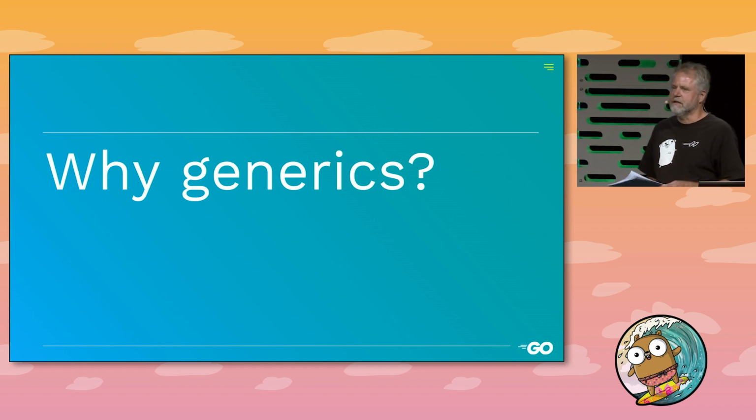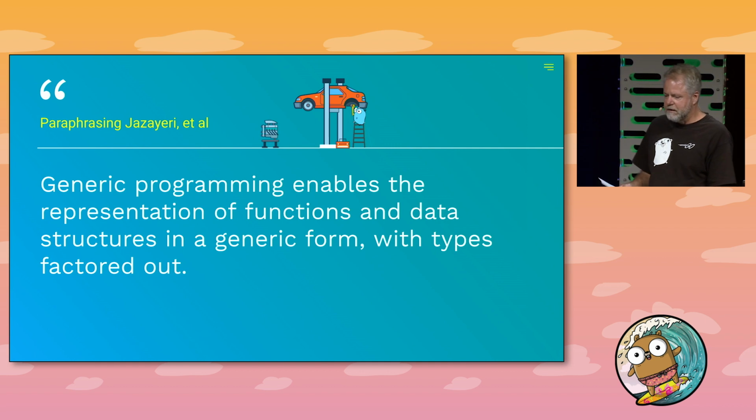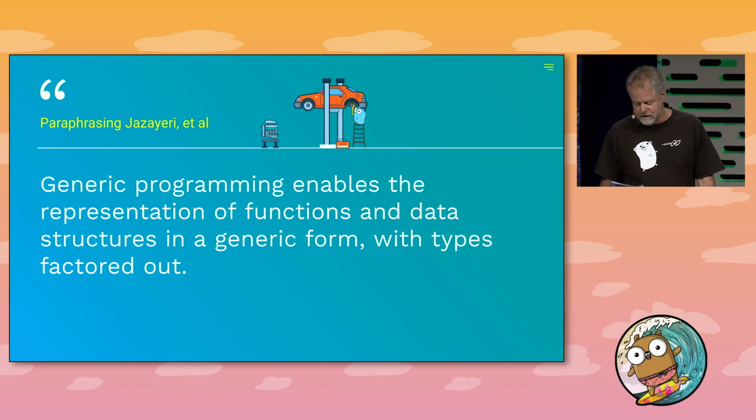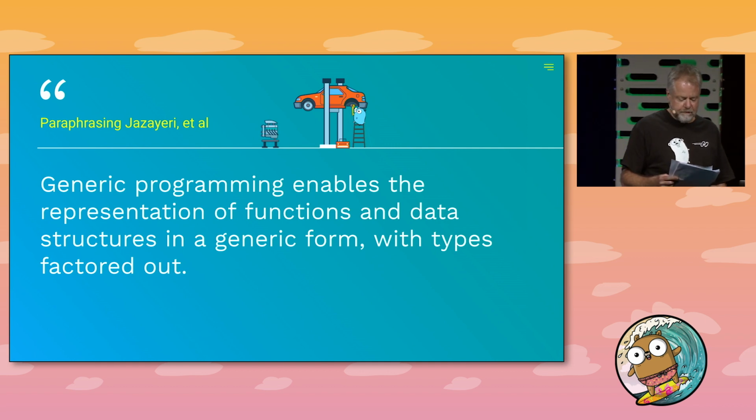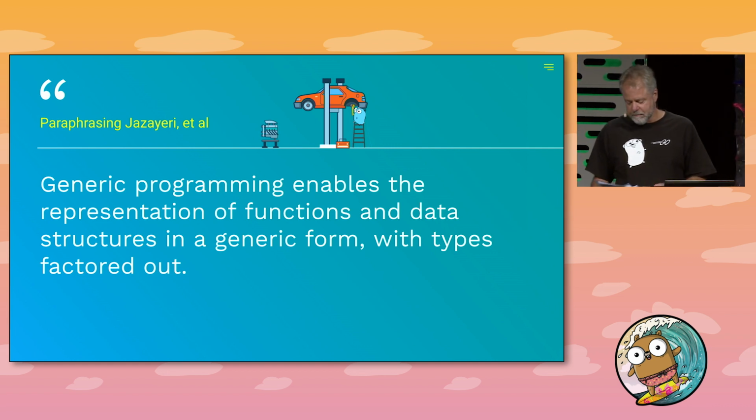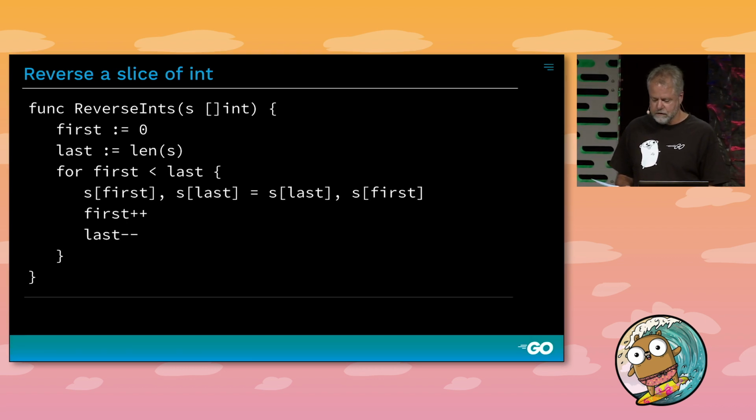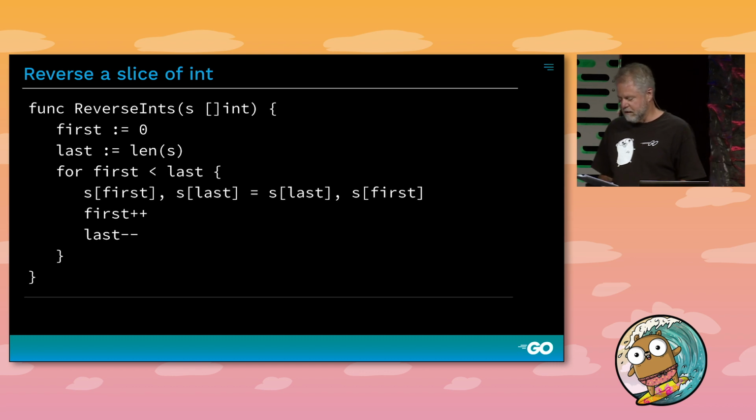What does it mean to add generics? And why should we want it? Generic programming enables the representation of functions and data structures in a generic form with types factored out. What does that mean? For a simple example, let's assume we want to reverse the elements in a slice. It's not something many programs need to do, but it's not all that unusual. Let's say it's a slice of int.